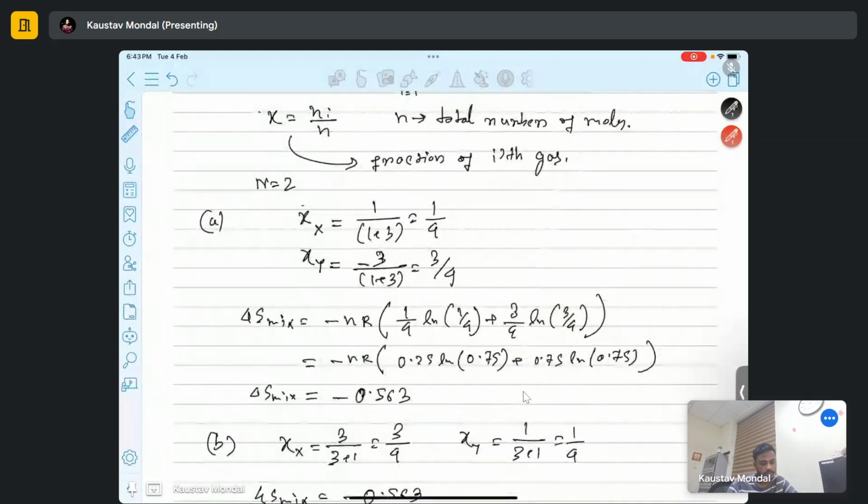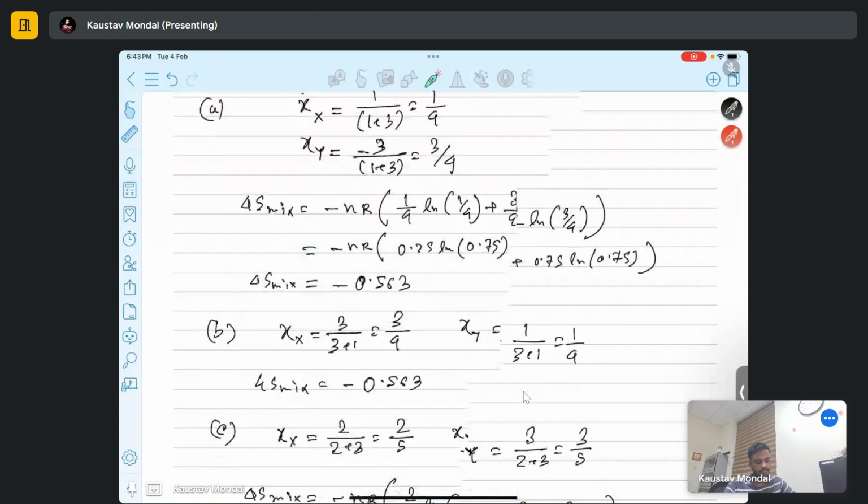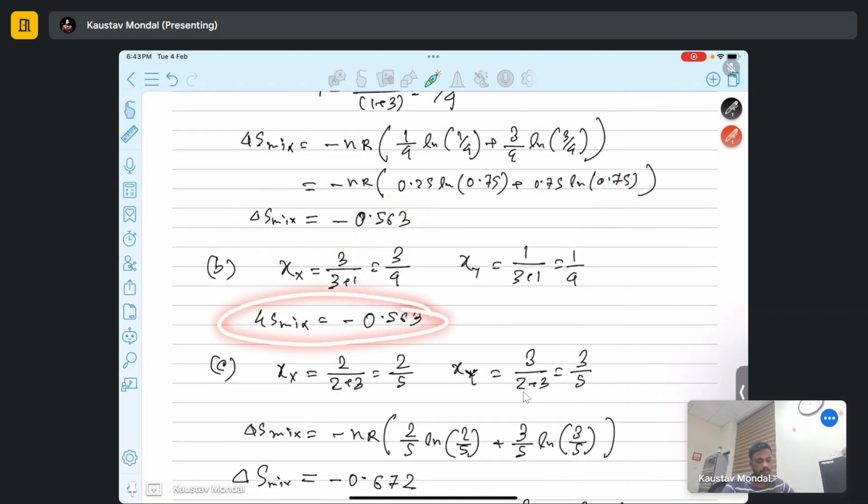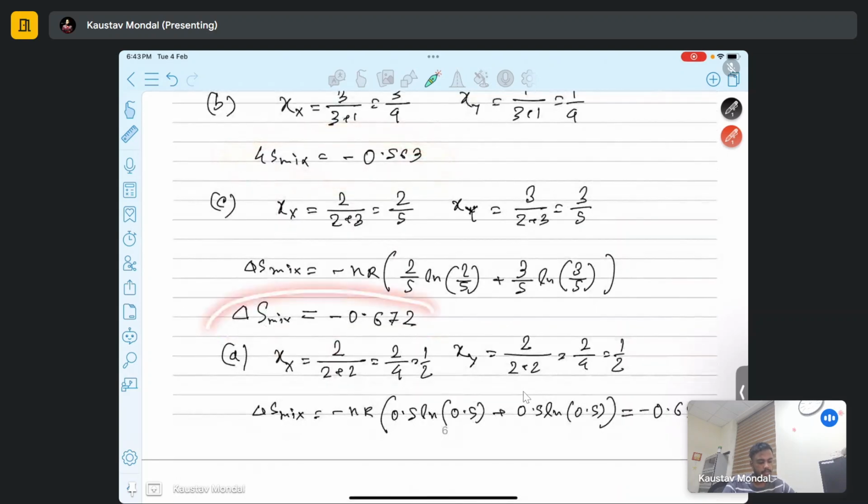So now first we get it for A and B. Don't focus on the minus sign, because we have calculated the maximum change. Okay, it doesn't matter whether it's a negative change or positive change, you have to calculate the maximum change. So the mod value only you have to consider here. For options A and B we got delta S mix as minus 0.563. For option C we got minus 0.672, and for option D we got minus 0.693.